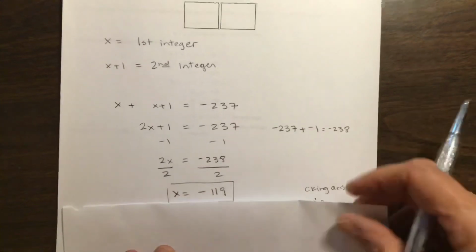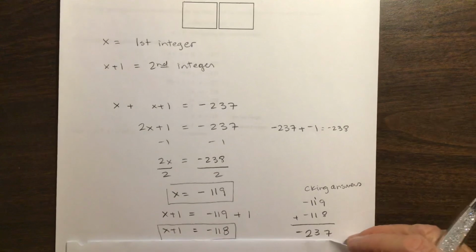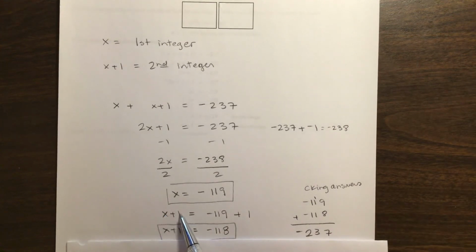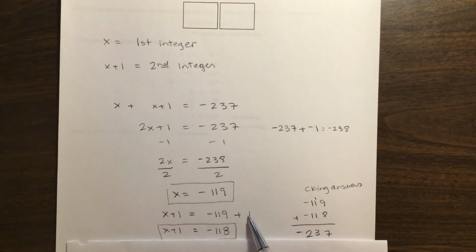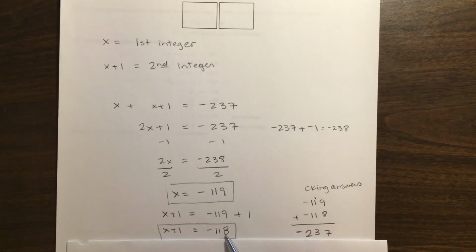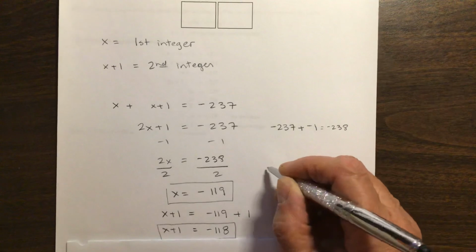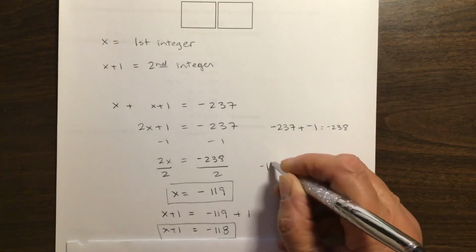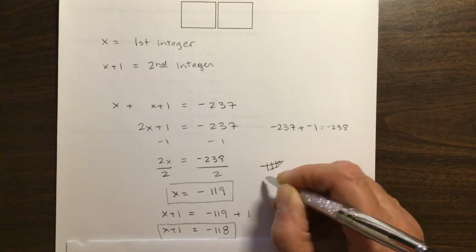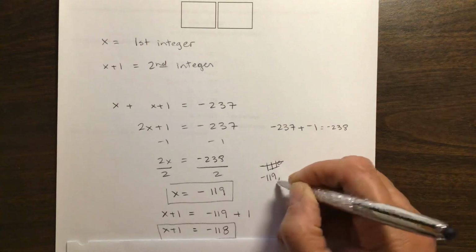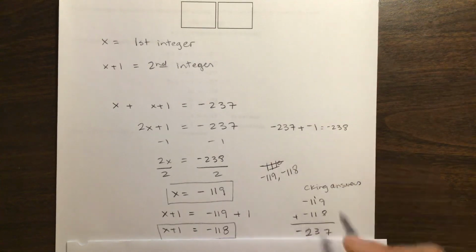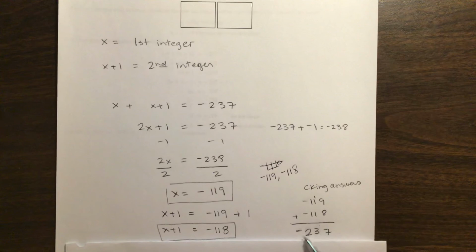What's going to be our second integer? X plus 1. Negative 119 plus 1 gives us negative 118. These are consecutive numbers. Negative 119 and negative 118. And if we add them together, we do get negative 237.